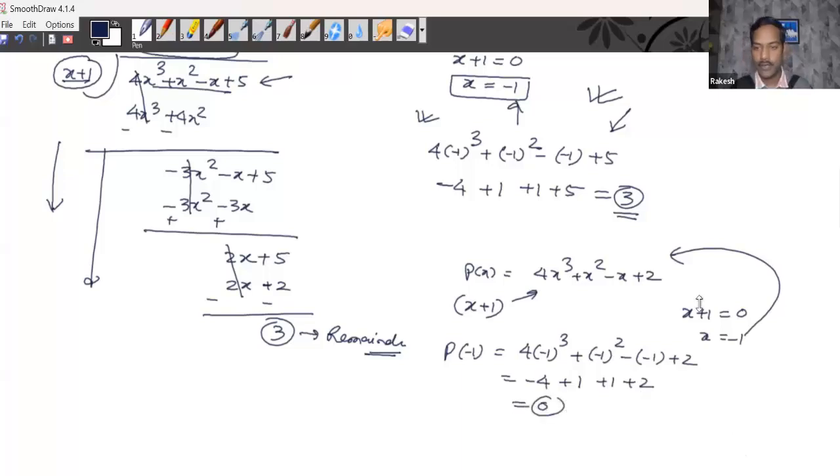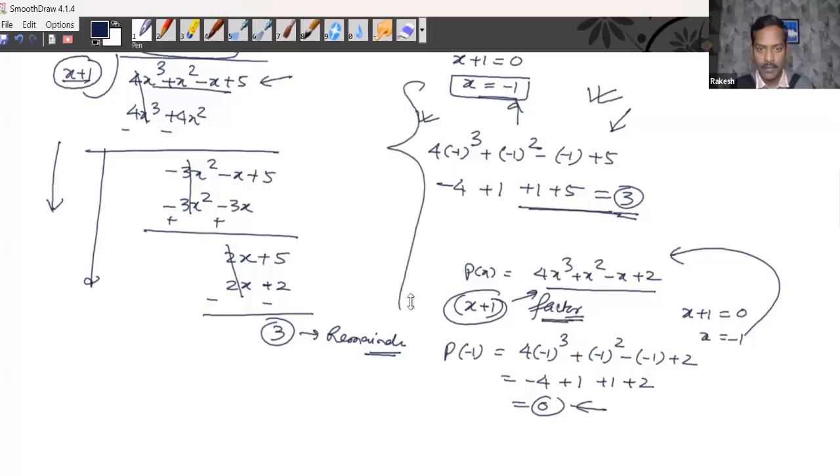If the remainder is 0, then we can say that x plus 1, this divisor, is also a factor of this polynomial. So the remainder theorem and the factor theorem are one and the same. What the remainder theorem says is that if you want to find the remainder, you can just get the 0 of the divisor, substitute here and get the remainder. If you want to find the factors, then also find the remainder. If the remainder is 0, then this becomes the factor. So this method is very, very useful to find the factor of a polynomial or the remainder of a polynomial.